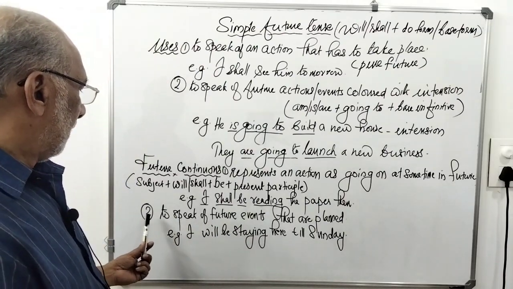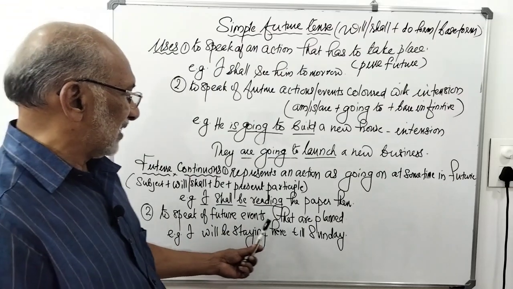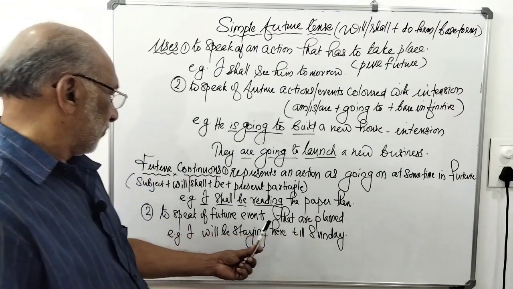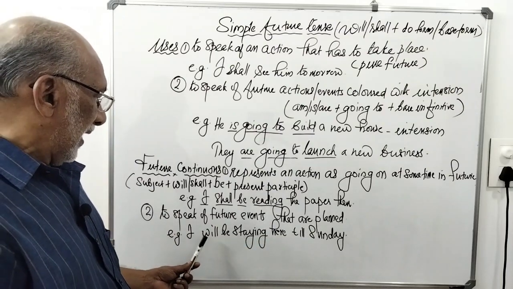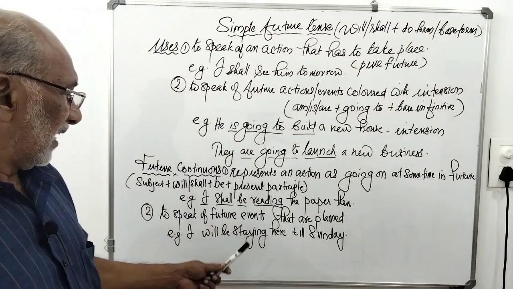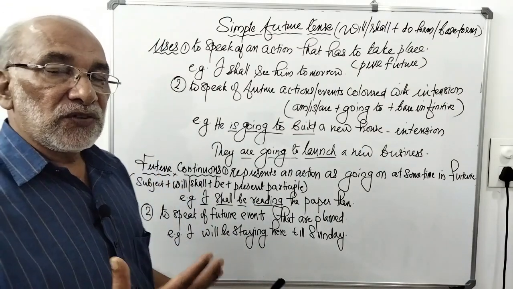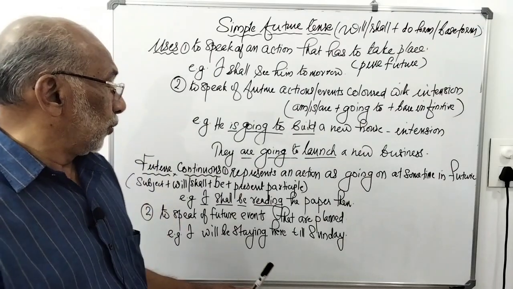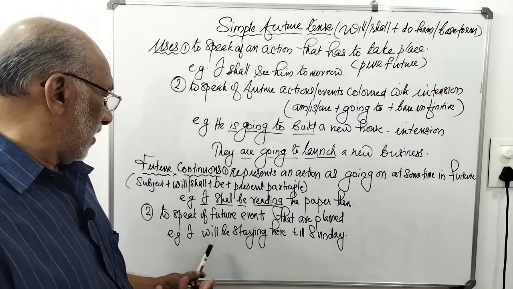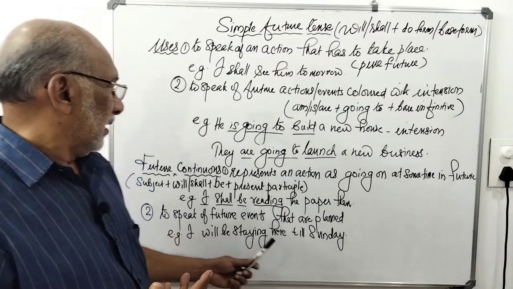Okay. Then, the second use is to speak of future events that are planned. Okay, I will be staying here till Sunday. I will be staying here till Sunday. That is my plan. So, to speak of a future plan, we can use future continuous tense. I will be staying here till Sunday.